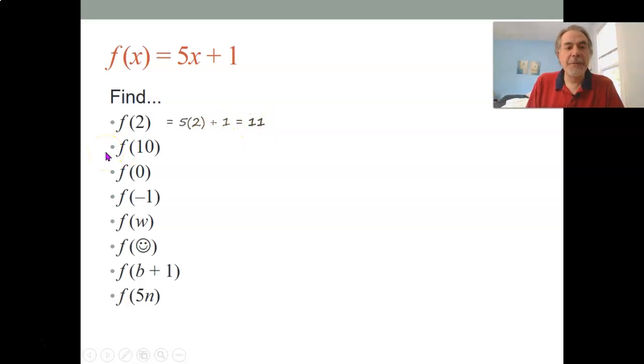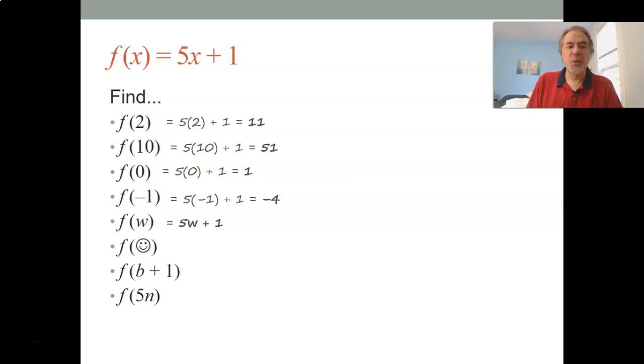What about f of 10? Well, that would be 5 times 10 plus 1, 51. What about f of 0? 5 times 0 plus 1 would be 0 plus 1, which would be 1. What about f of negative 1? That would be 5 times negative 1 plus 1. So negative 5 plus 1 comes out to negative 4. What about f of w? Well, that would be 5 times w plus 1. There's nothing more to do there.